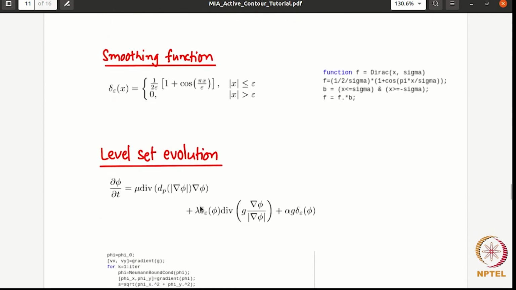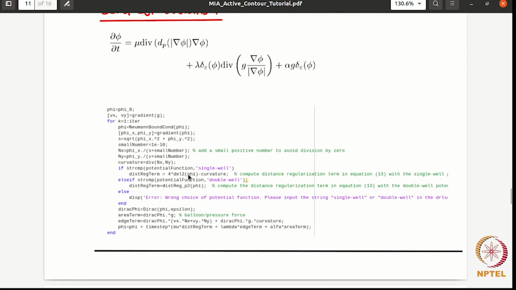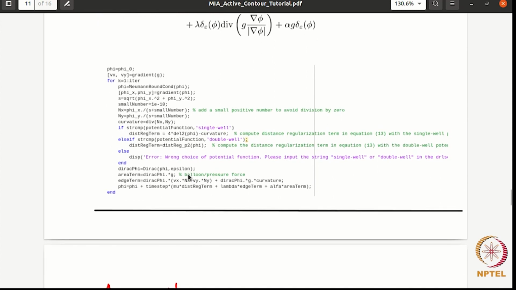Then the level set evolution equation has some additional terms, this alpha, this mu. So you can see this is the equation. You can maybe put lambda equal to 0, or simply turn off some of the forces and you will get a simpler model, and you can check whether it is performing well or not, right? So this is the MATLAB code.